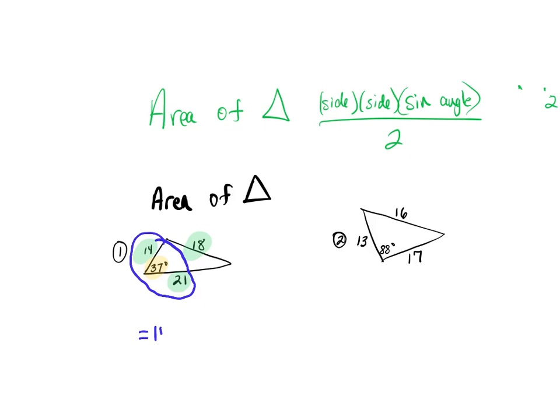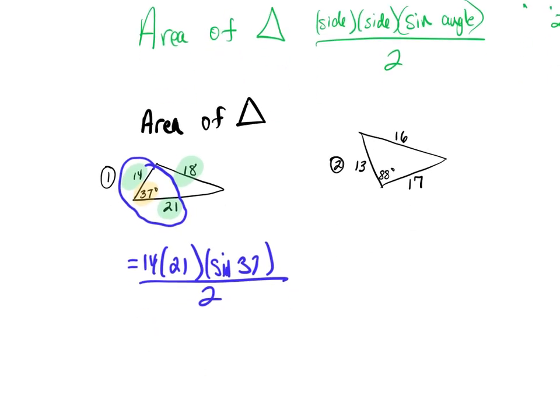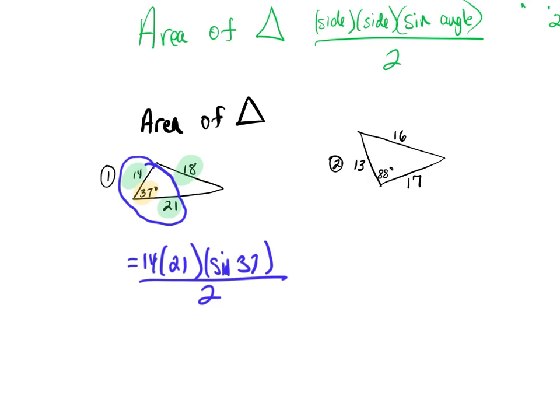So I'm going to say 14 times 21 times the sine of 37, and I'm going to divide all of that by 2. You guys can either do the numerator, hit enter, then hit divided by 2, or if you want to do everything at the same time, you have to have the numerator in one big set of parentheses. So it doesn't matter how you do it. When I do that in my calculator, I get about 88.47. Okay, there's my area.